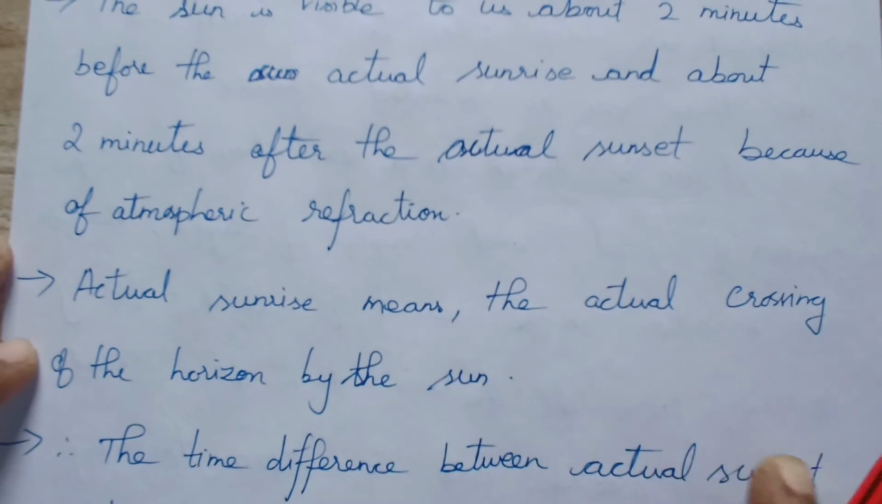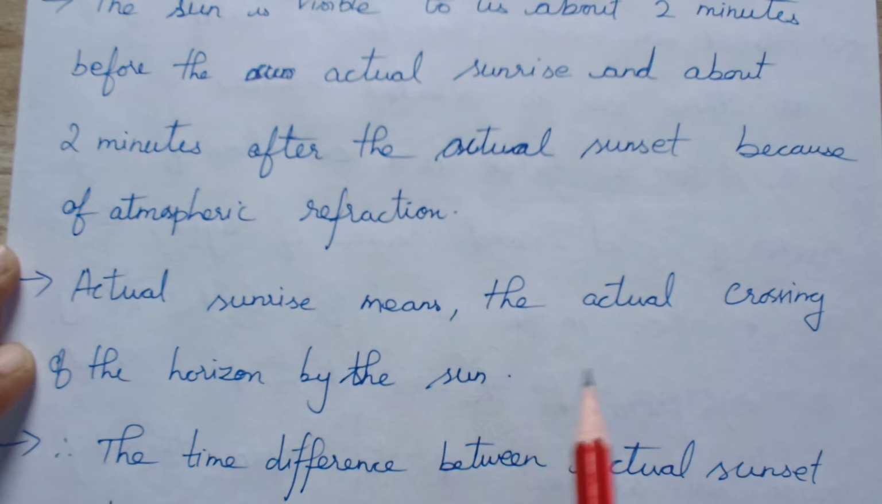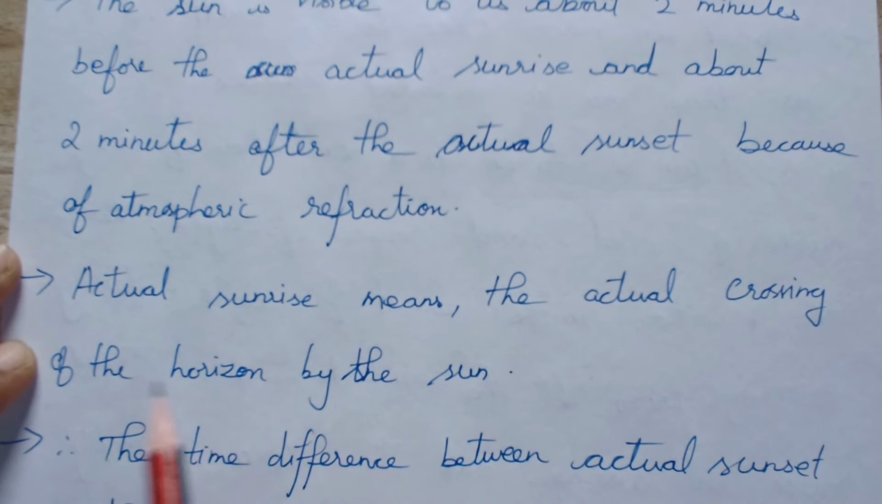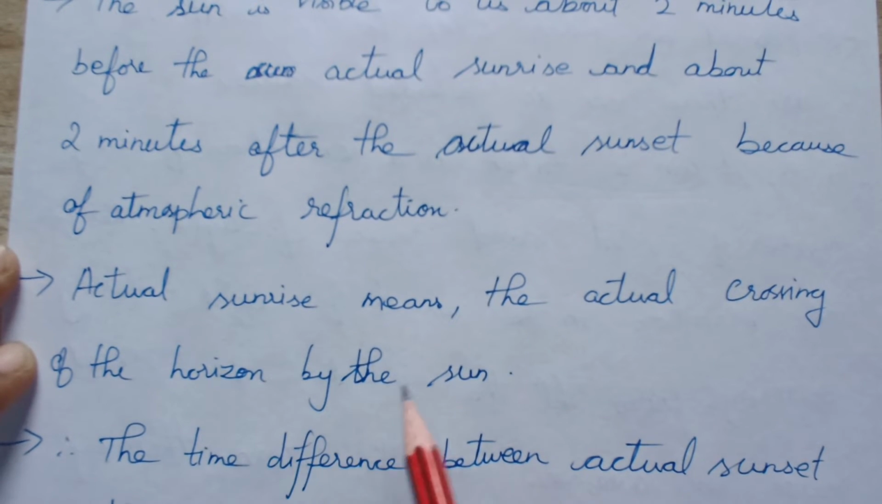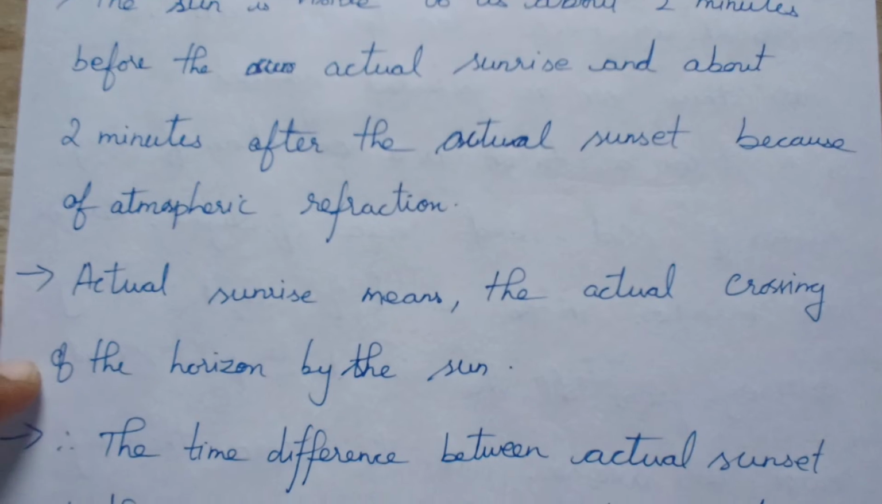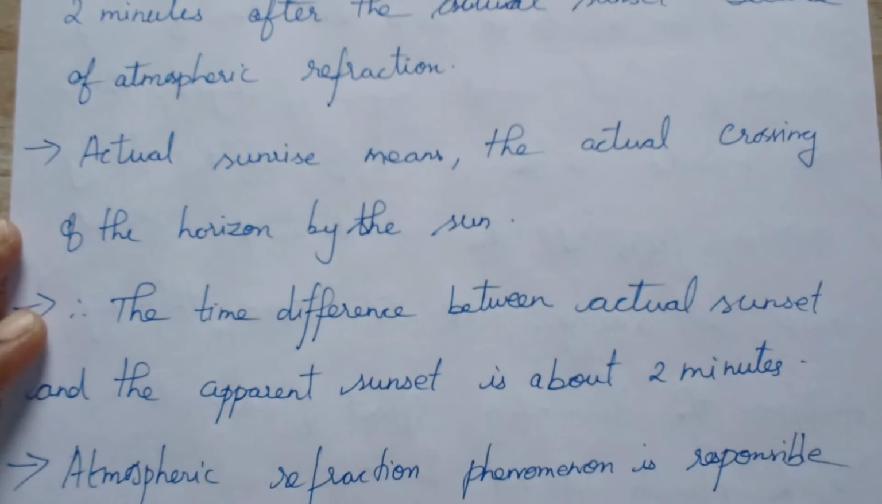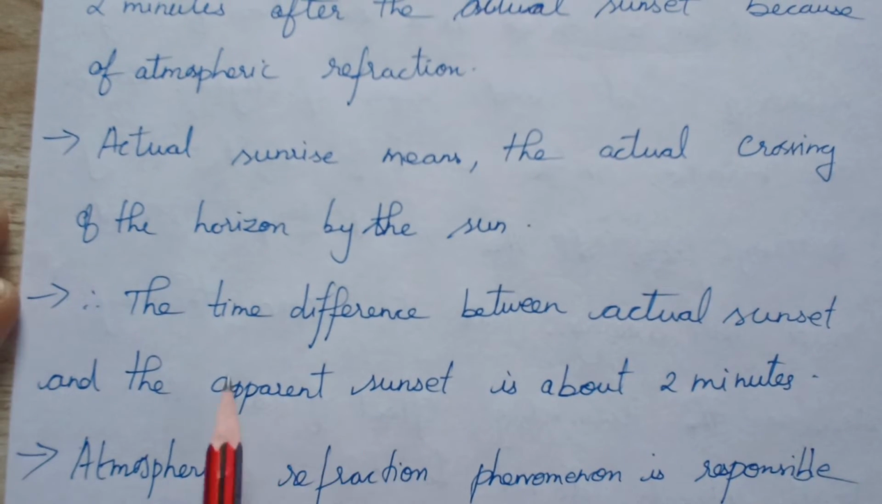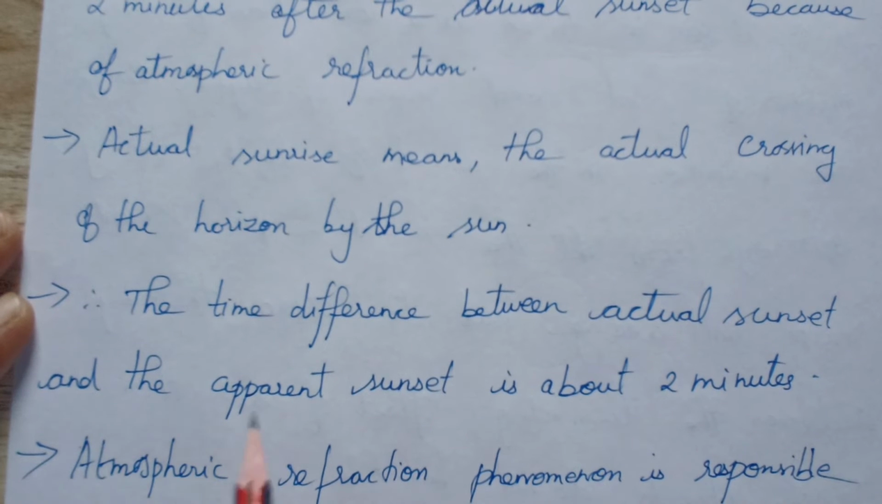Clear? The actual sunrise means the actual crossing of the horizon by the sun. Whenever it crosses the horizon upward, that is your sunrise; whenever it crosses down the horizon, it is sunset. So what will be the difference between the actual sunset and apparent sunset? The time difference between the actual sunset and the apparent sunset would be about 2 minutes.